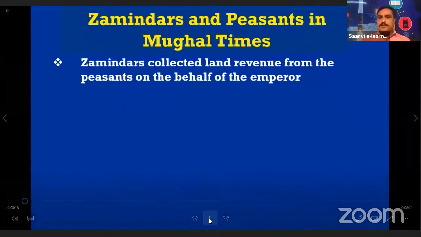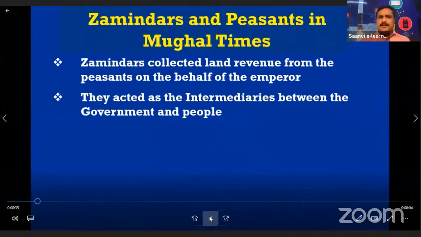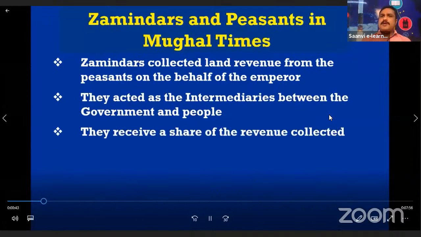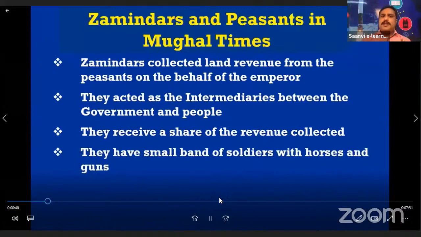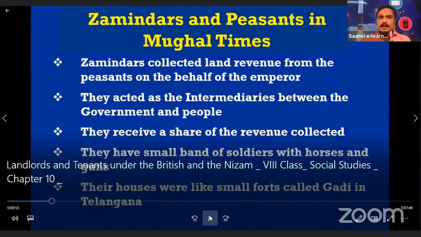So all the points, please note them down. In return, they received a share of the revenue collected, and sometimes they also had the right to collect some local taxes. In the same way, tax collection was the main aim of Zamindars, and at the same time they acted as intermediaries between the government and the people. What do you mean by intermediary? Nothing but a mediator, like a broker we can say, because the government informed them to do something and they implemented it in society. That is the role of Zamindars under Mughal emperors.